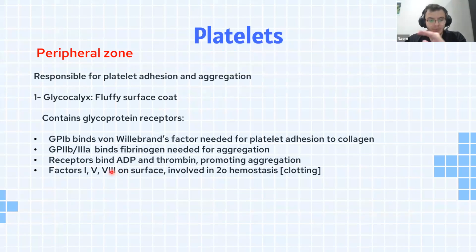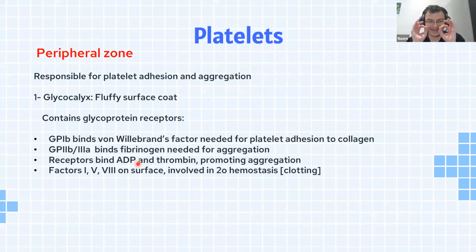So again, the first thing we have on the platelet is glycoprotein 1b. The second thing we have on the platelets is glycoprotein 2b3a. Okay, we're done with the first two things. The third thing is a receptor that binds ADP and thrombin, promoting aggregation. Remember when we said ADP is related to aggregation of the platelets and ADPase would decrease it?